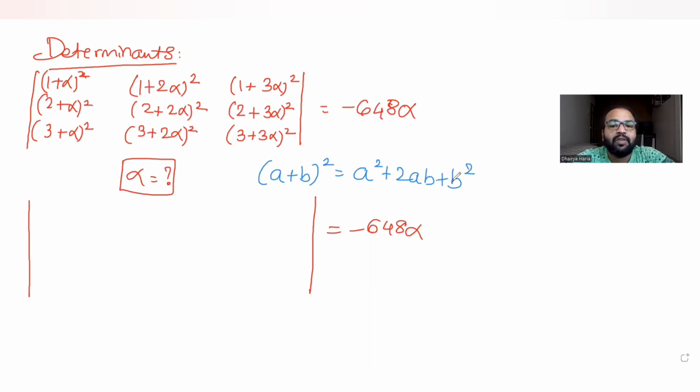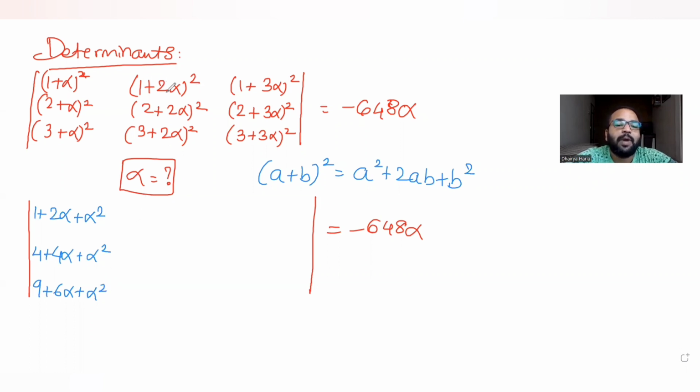So if I expand the 9 elements here, I get it as 1 plus 2 alpha plus alpha square. Next element, it becomes 2 square, so 4 plus 2 into a into b, so 2 into 2 alpha, that is 4 alpha plus alpha square. Next I get it as 9 plus 6 alpha plus alpha square.